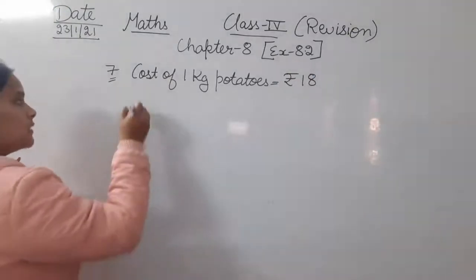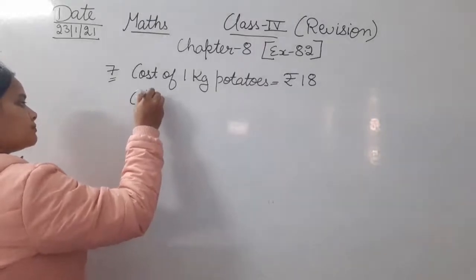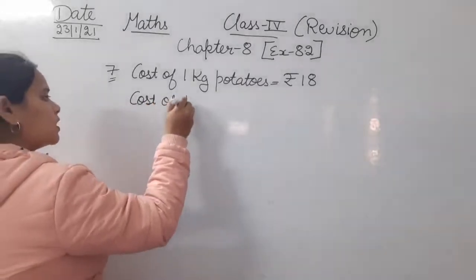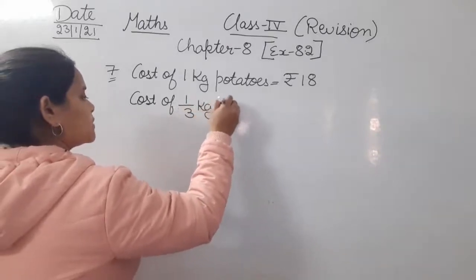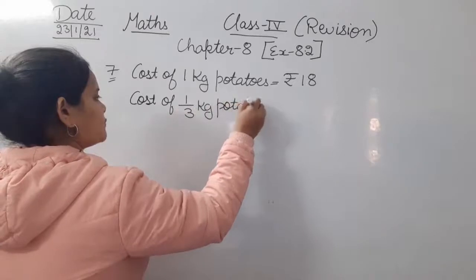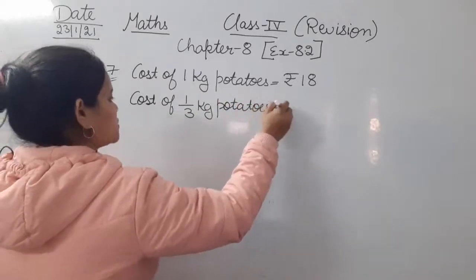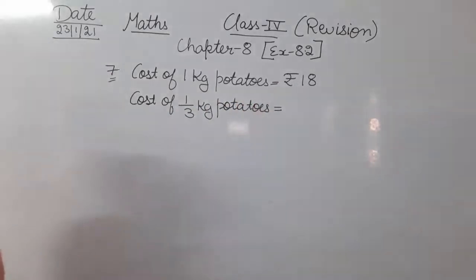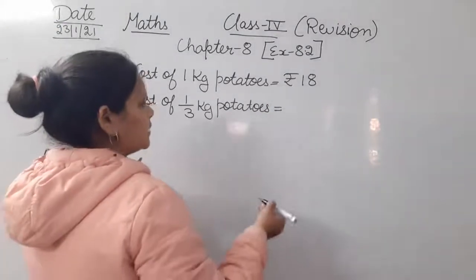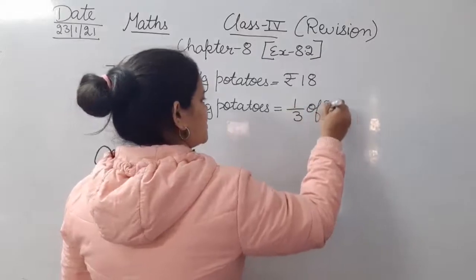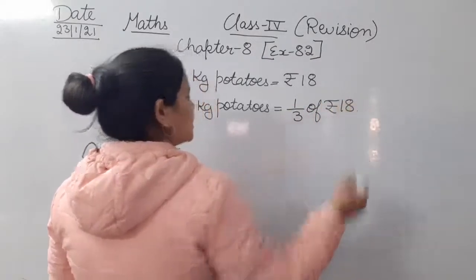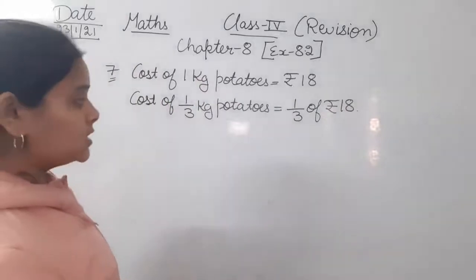भाई निकालने किसकी है 1/3. Cost of 1/3 kg potatoes. This one we have to find by ourselves. Okay, so 1 kg is given and the cost of 1/3 kg we have to find out. Okay, so for that we will find 1/3 of rupees 18.